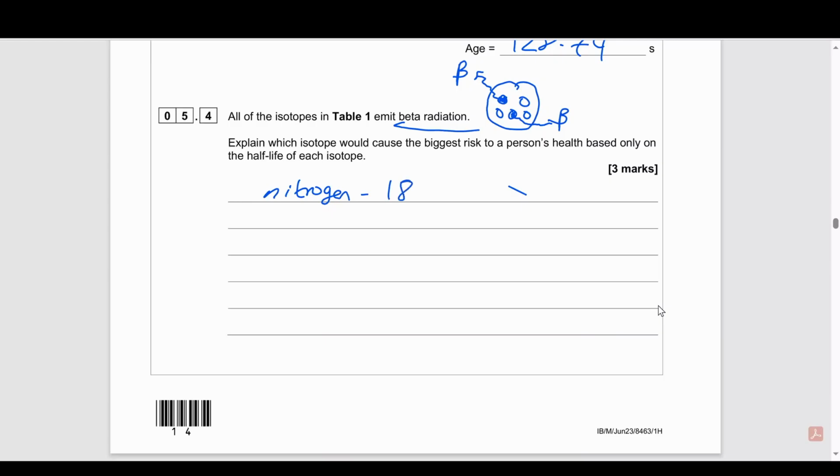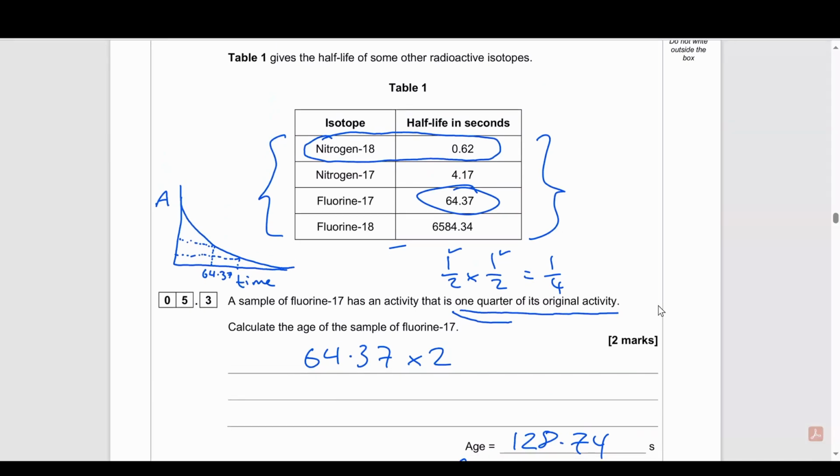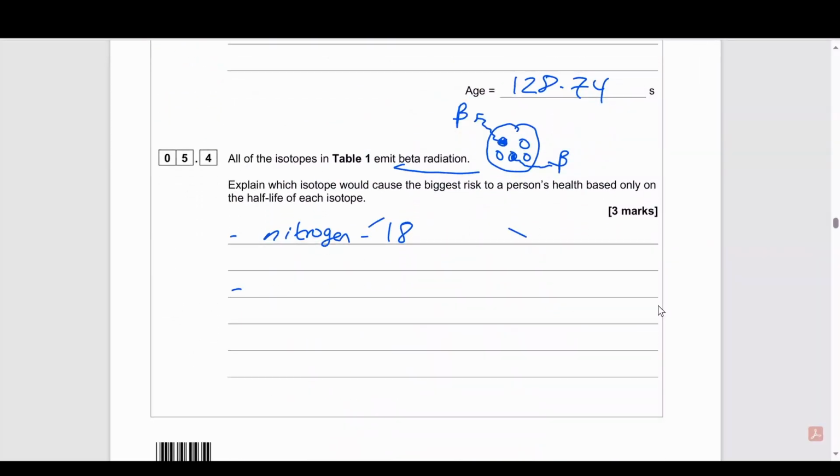And what's our reasoning? Our reasoning would be the fact that they would be decaying fastest. Remember, we use this graph here to help us understand how half-life works some more. So that would mean that the activity of the nitrogen-18 would be the highest. So we should state that next. Highest activity for nitrogen-18.